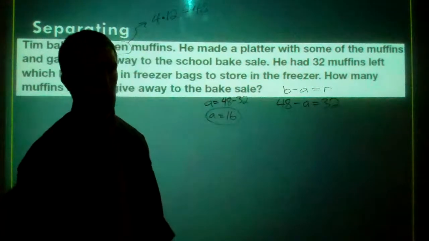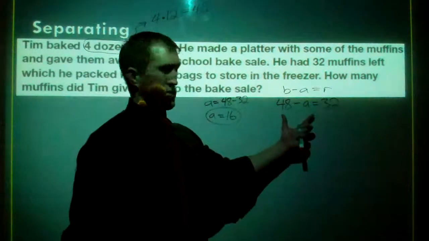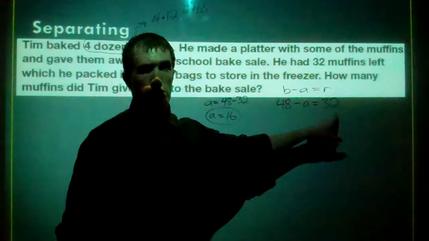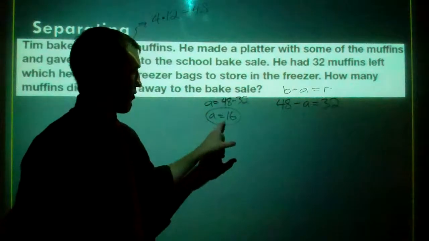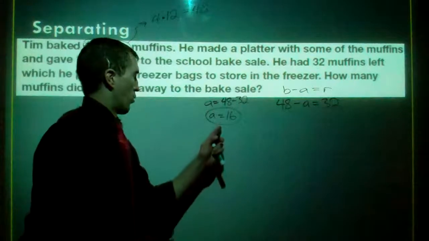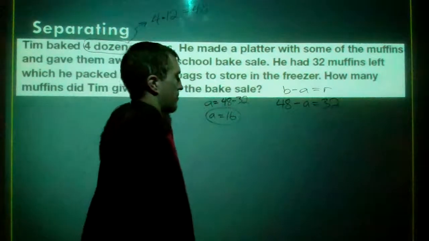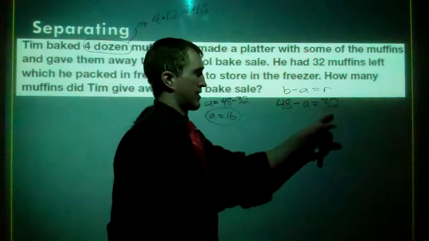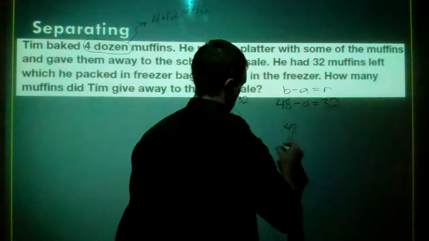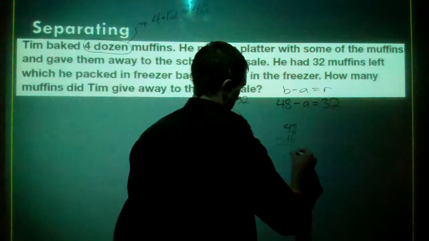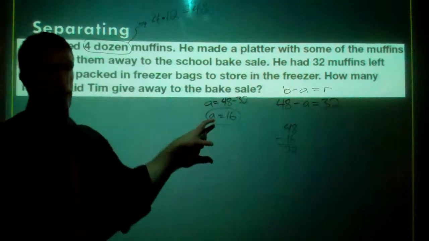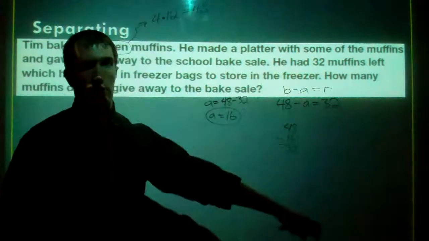Now let's say that you weren't quite sure and you still added anyway. You did 48 plus 32. Well, try putting whatever you got for A back into your equation, like I'm about to do. We got A equals 16. So if I do 48 minus 16, I should get 32. 8 minus 6 is 2, 4 minus 1, 32. So we know that this is correct because it works when we put it back into the equation.